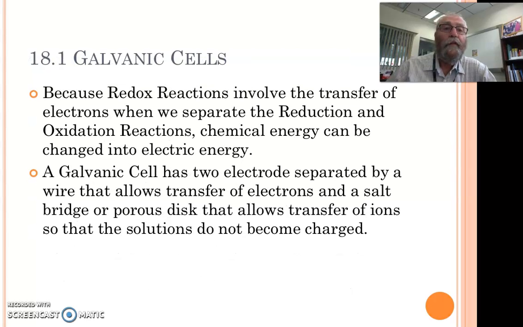So, under this, we're going to talk about two types of cells, galvanic cells and electrolytic cells. Galvanic cells are ones where the chemical reaction results in electrical energy, more commonly known as batteries. There are two electrodes separated by a wire which allows the electrons to transfer, and there is always a salt bridge which allows the ions to move back the other way.